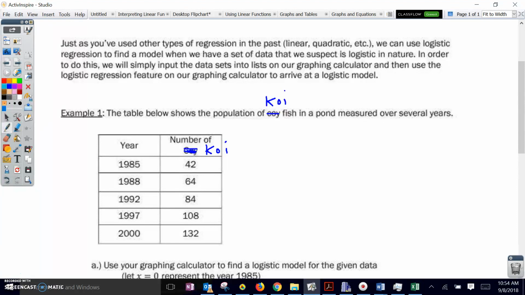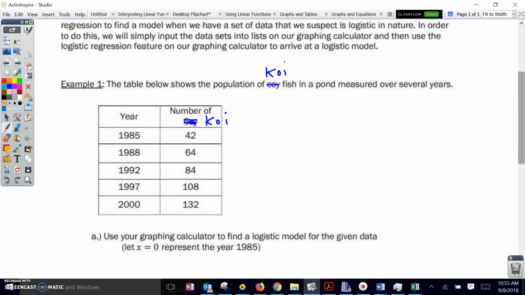Anyway, what we want to do first is enter this data into our table on our graphing calculator. And something that I want to do, and this is a good idea in any logistic model. In the first part of this example, I say use your graphing calculator to find the logistic model for the given data, letting x equals 0 represent 1985. Because in logistic growth models we have an exponent that's being multiplied by these time values, it's a good bit of advice to keep those time values as small as we possibly can.